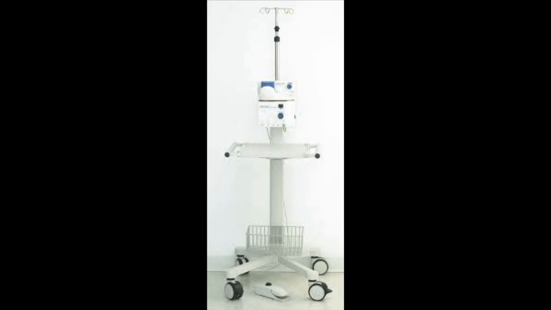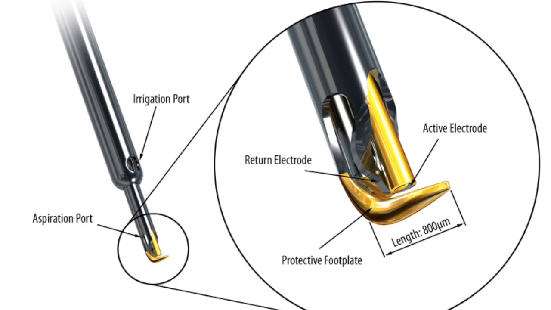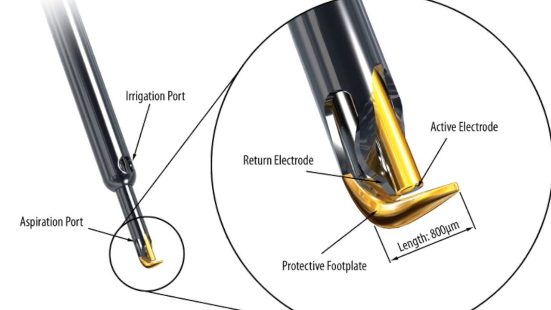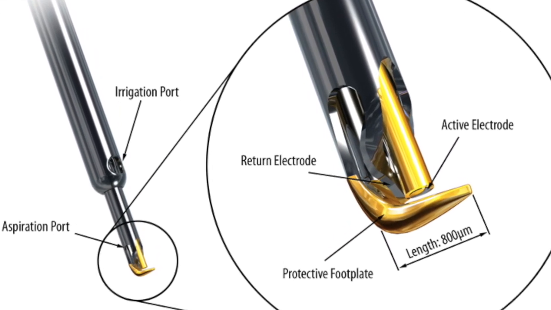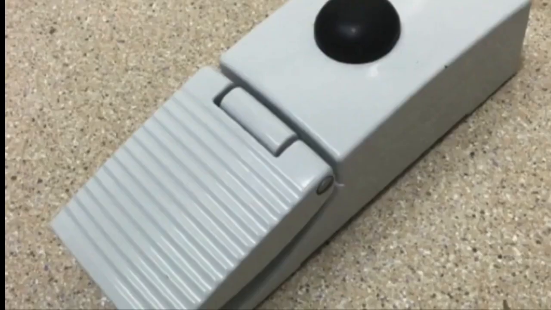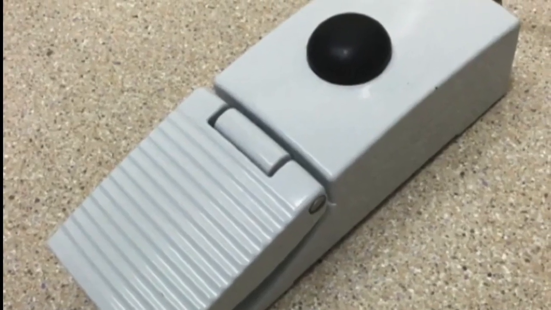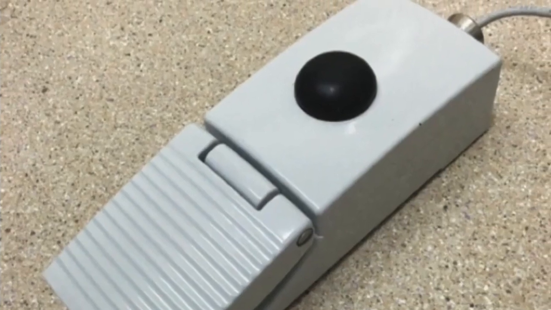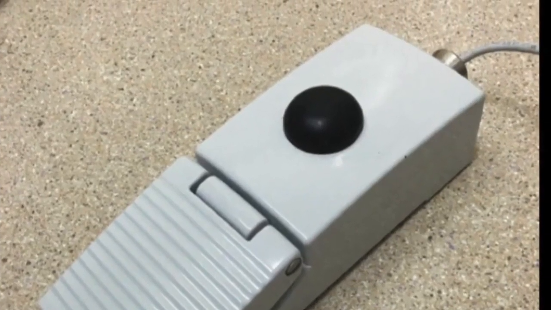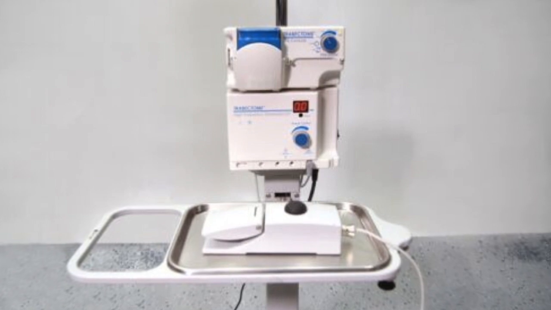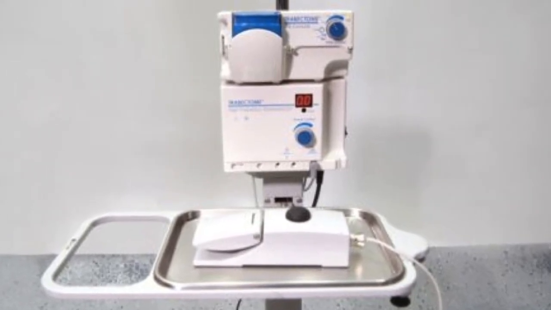The trabectome unit has a unique handpiece that allows for continuous irrigation, aspiration, and controlled ablation of the trabecular meshwork tissue. It has a foot pedal which activates the ablation, and a black ball pedal is pressed to activate continuous irrigation. Then there is the electrofluidic base system.